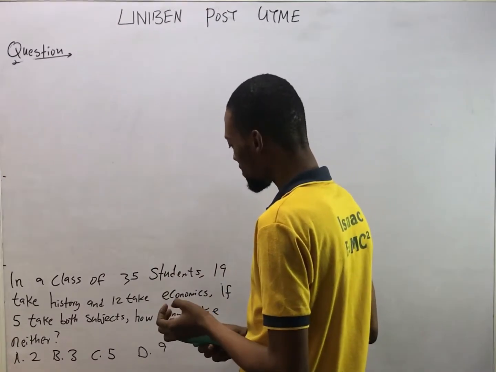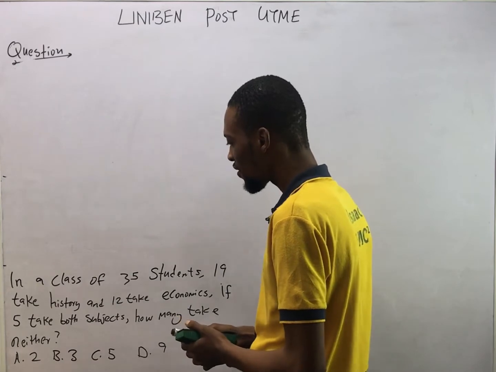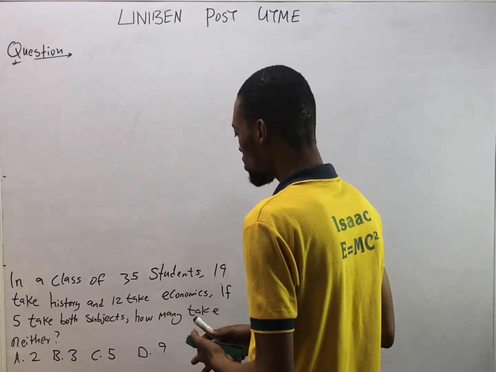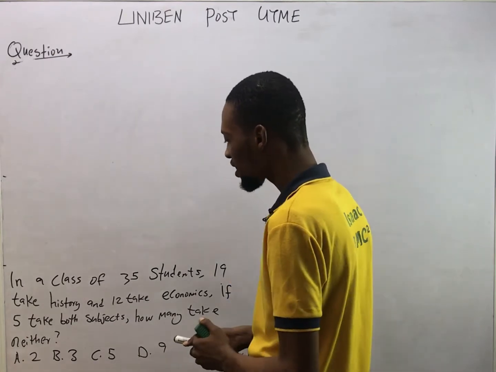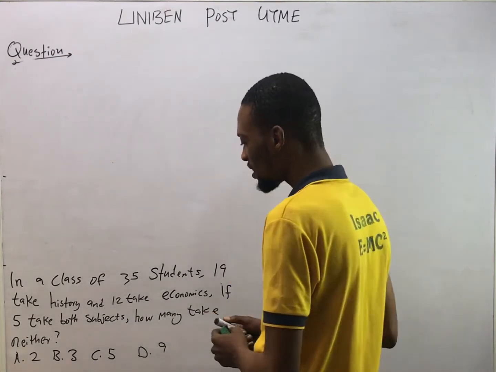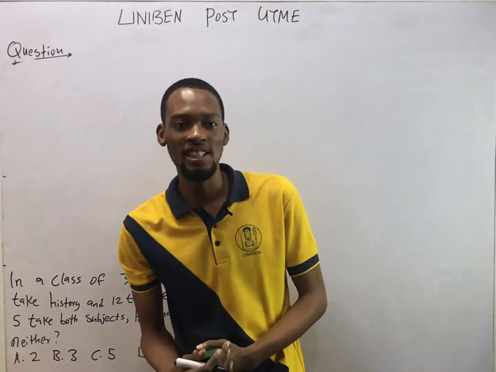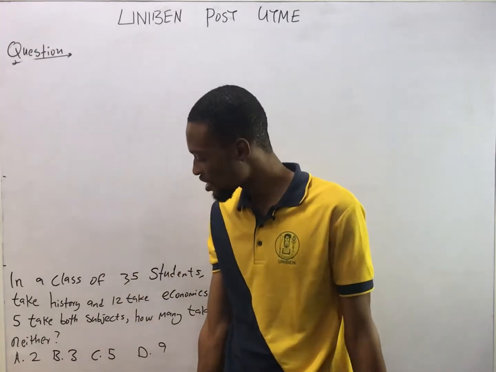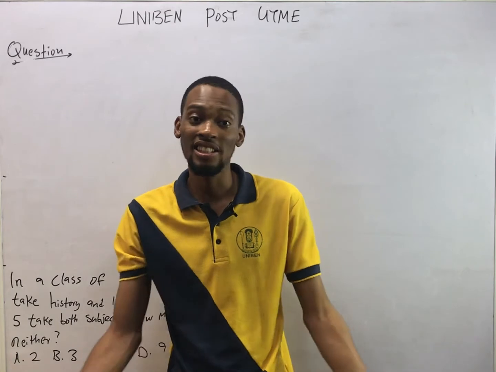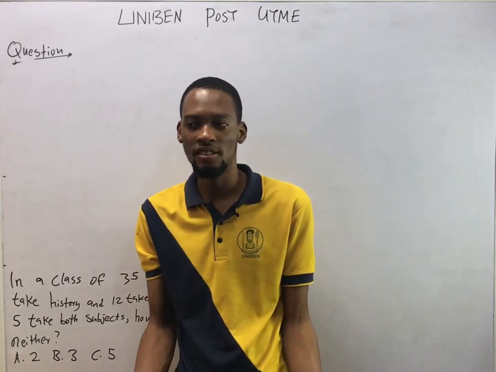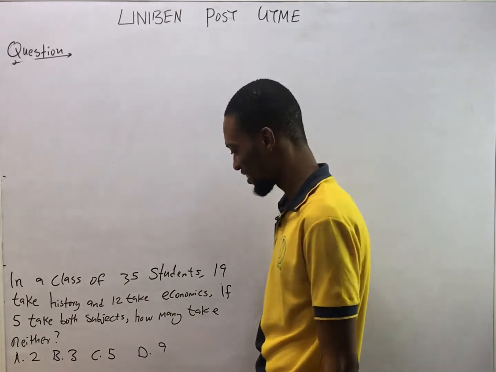In a class of 35 students, 19 take history, 12 take economics. If 5 take both subjects, how many take neither? So we are looking for the number of students that don't take history and don't take economics. These are unserious students. They don't take any of the courses. Or maybe they are forming science students. That's their business. But let's solve this question.